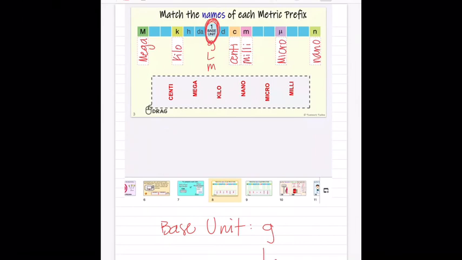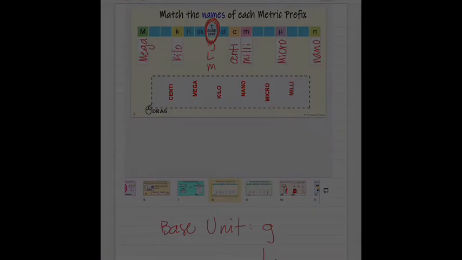Now, let's say that you're running a marathon. You're not going to measure that in millimeters. A marathon's what, like 26 kilometers or something like that? Whatever it is now, I don't know. But you're not going to measure a marathon in millimeters. That's going to be like 100,000 million millimeters. No. So you've got to use an appropriate prefix.